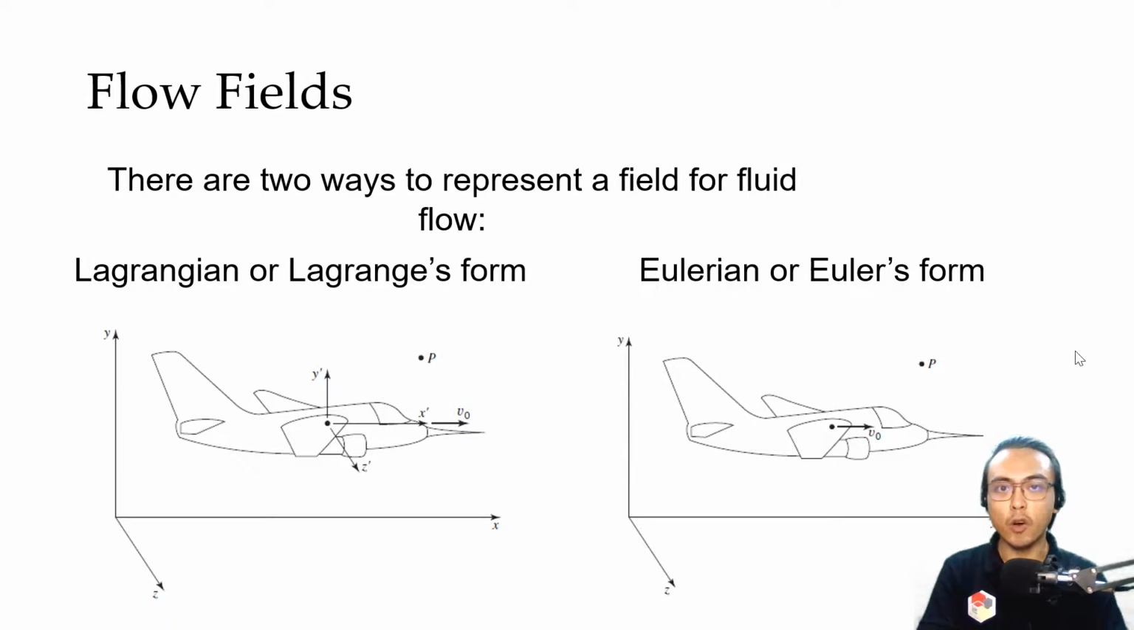In our study of fluid mechanics, we will be exclusively using the Eulerian form because it's much easier to observe the flow of fluids if the observer is stationary. In that way, we can easily observe the changing of the fluid flow properties with respect to position and with respect to time.